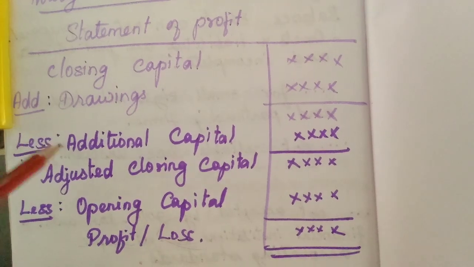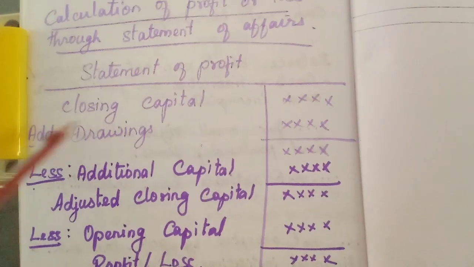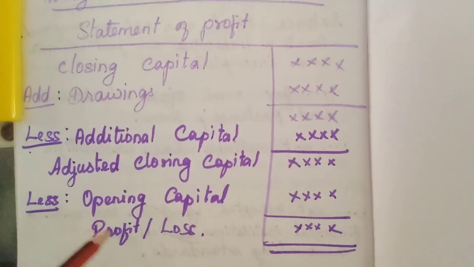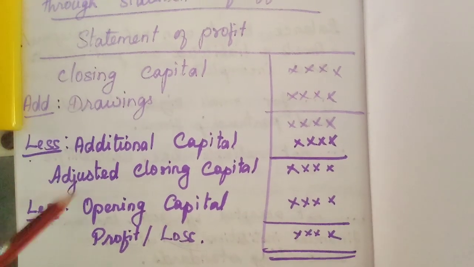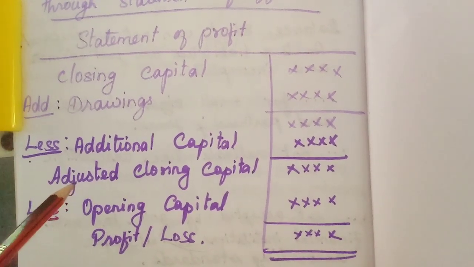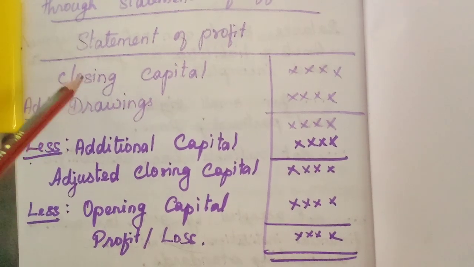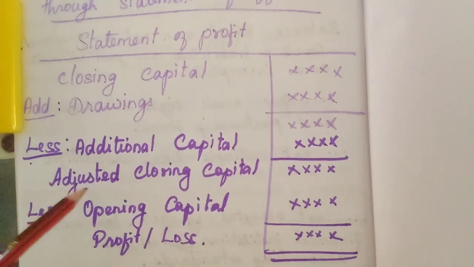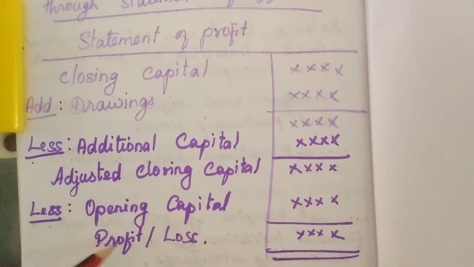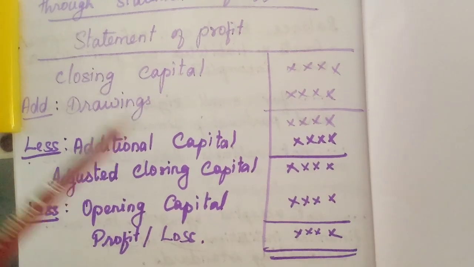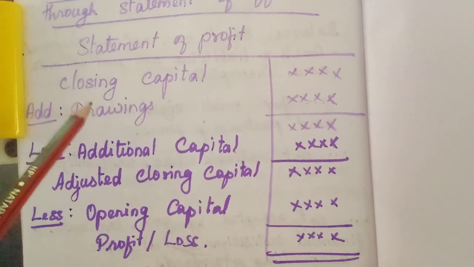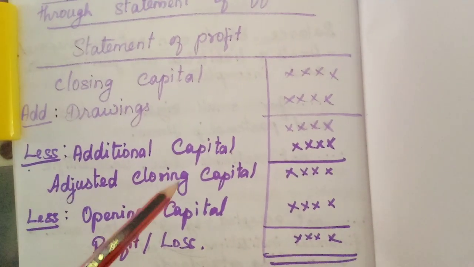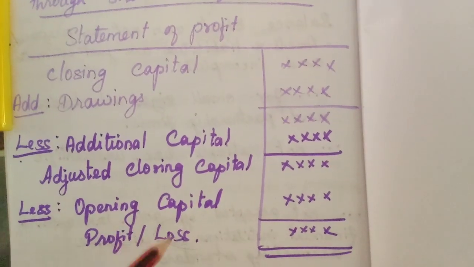This is the table you have to learn thoroughly. They may ask you to find drawings or additional capital or opening capital, anything, but the same statement you have to study. All of you learn this by heart: closing capital, add drawings, less additional capital, adjusted closing capital, less opening capital, we get profit or loss.